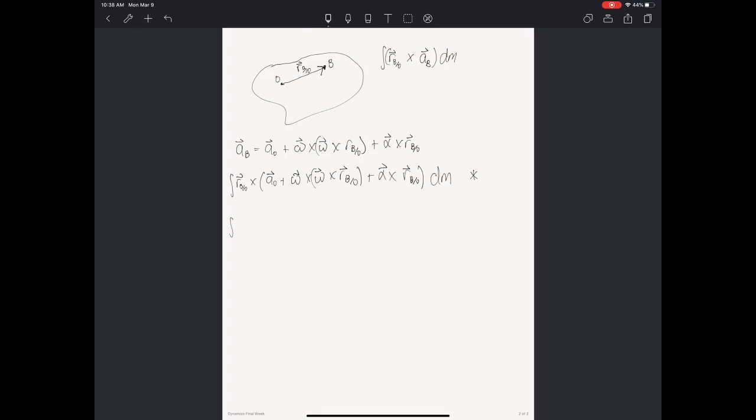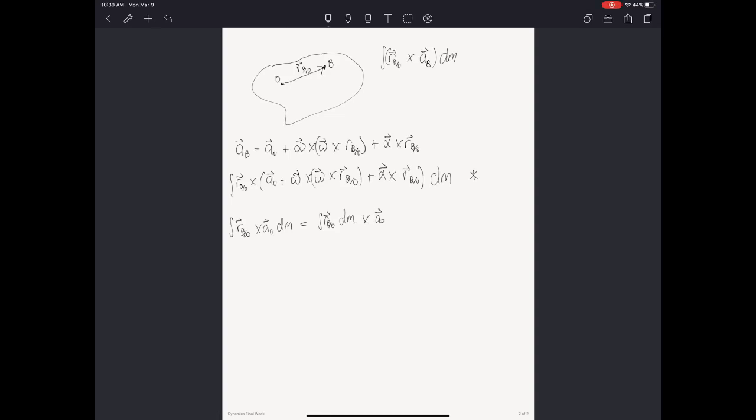The first term is the integral of r_B with respect to the origin, cross a_O dm. In this, the acceleration of the origin does not change as we move through the object, and so this is equal to the integral of r_B with respect to the origin, dm, crossed a_O. The left integral can be replaced with the center of mass because the integral of r dm is equal to the position of the center of mass, G, with respect to O.